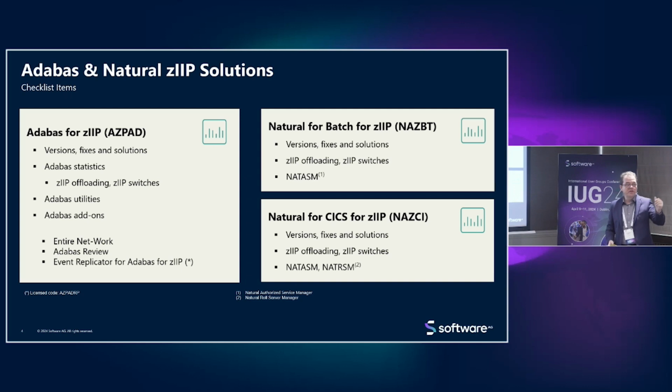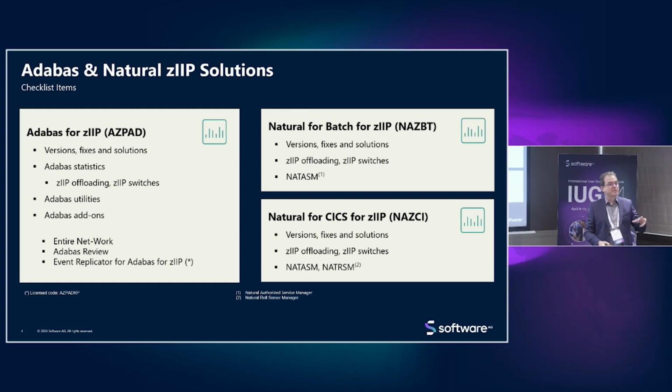We have the zIIP offloading. Sasha showed one example of that. We need especially to look into zIIP switches. That's our threat. So why we had 75% of load in a Natural batch process instead of 99? Most likely, there is some zIIP switches that we need to look after.